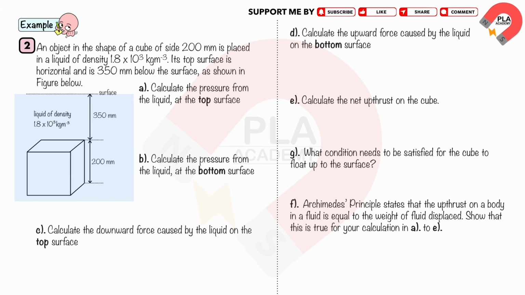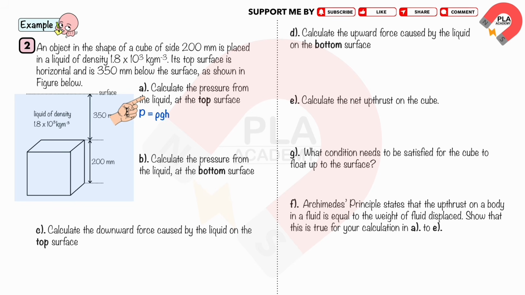Worked example 2. An object in the shape of a cube of side 200 mm is placed in a liquid of density 1.8 times 10 power 3 kg per cubic meter. Its top surface is horizontal and is 350 mm below the surface, as shown in the figure below. A. Calculate the pressure from the liquid at the top surface.